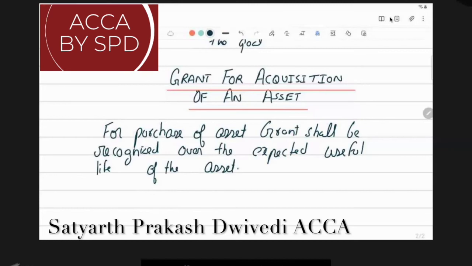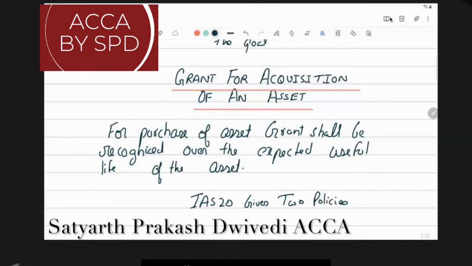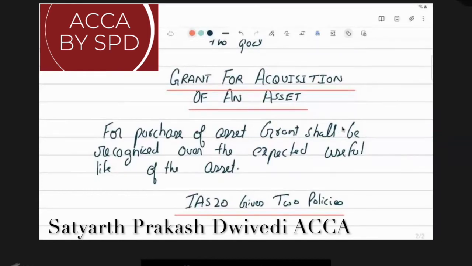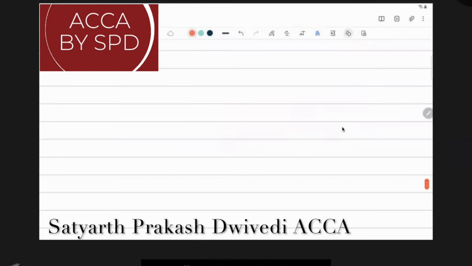So there are two policies. IAS 20 gives you two policies. So what you can do is deduct the grant from the cost of the asset, right? Firstly, you can deduct the grant from the cost of the asset. Suppose you've spent 1 million and you get a grant of 500,000. So what you do is you deduct it from the cost of the asset and depreciate the remaining 500,000. Got it? So that is the first thing that you can do.